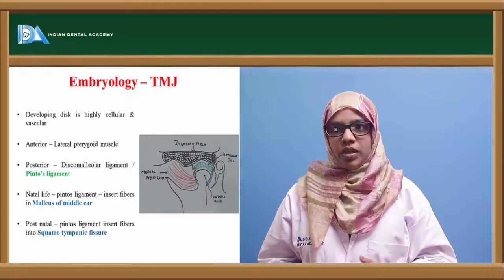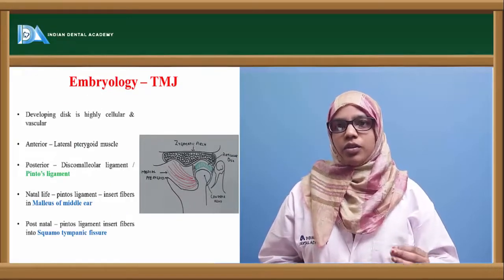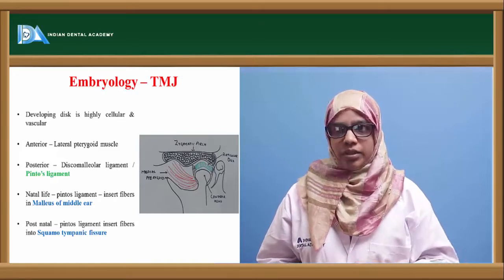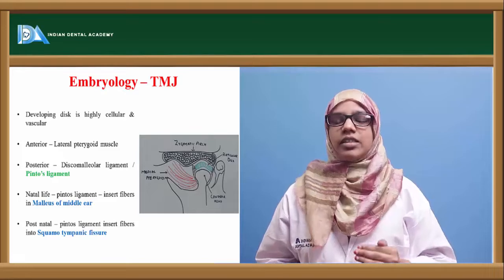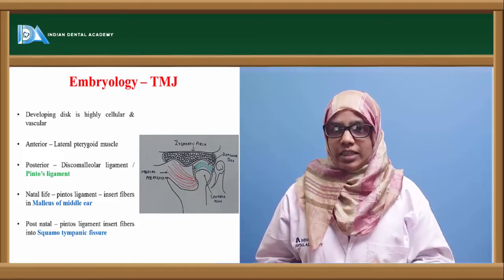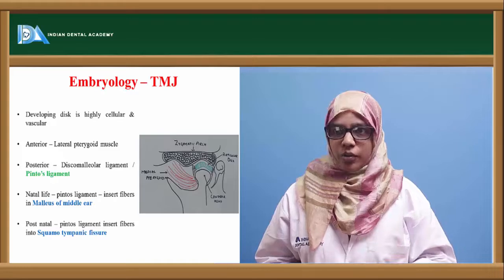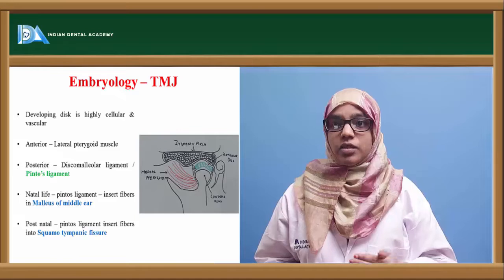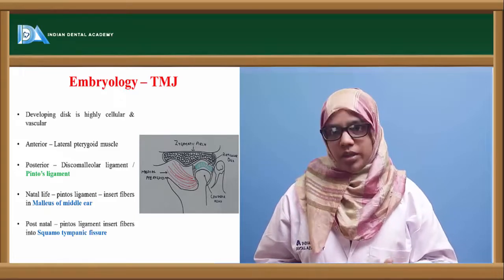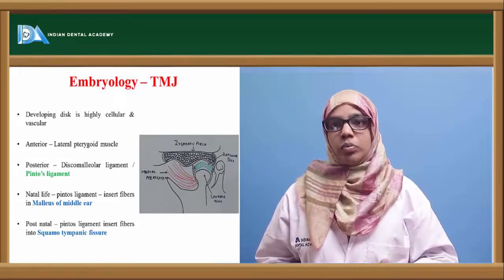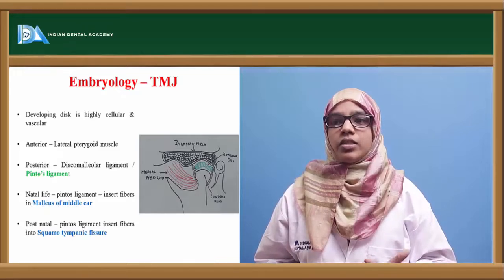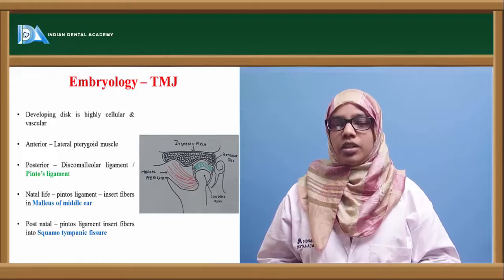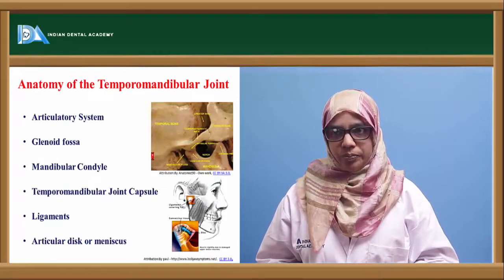which occurs because of adaptation to overload. Now as we know, there is an articulating disc between the head of the glenoid fossa and the head of the mandible. The developing disc is highly cellular and vascular. Anteriorly it is attached to the lateral pterygoid muscle and posteriorly it has a ligamental attachment, that is discomalleolar ligament or Pinto's ligament. In natal life, this Pinto's ligament is attached to the malleus of the middle ear, whereas in postnatal life, this Pinto's ligament is attached to the squamotympanic fissure.